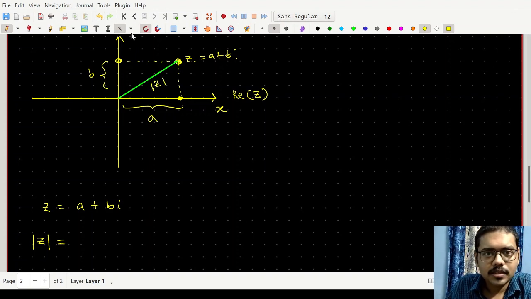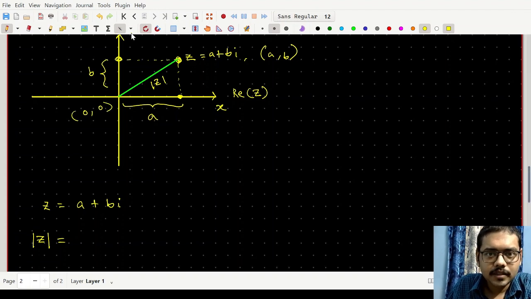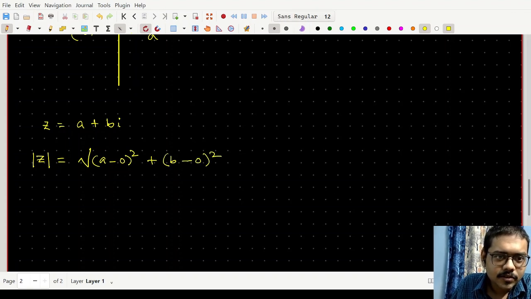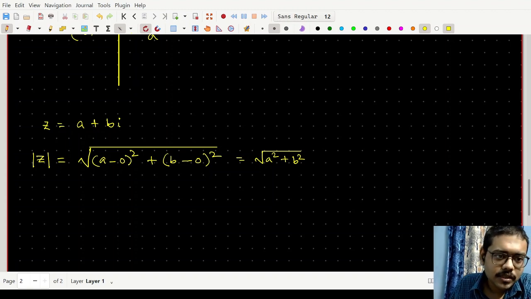That is the modulus. The distance of this point a comma b from the origin 0 and 0, that is the modulus. So what is the modulus then? Using the distance formula, the modulus is this. We take the difference between the x coordinates and square it. We sum it with the square of the difference between the y coordinates and take the square root. So this is nothing but a square plus b squared, and the square root. So this is the modulus.